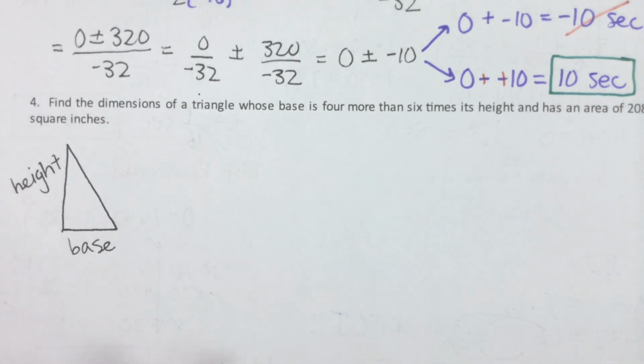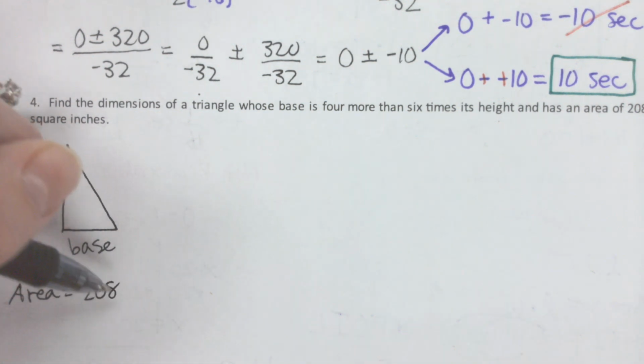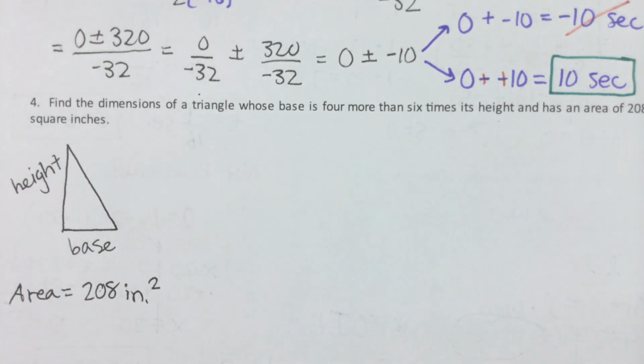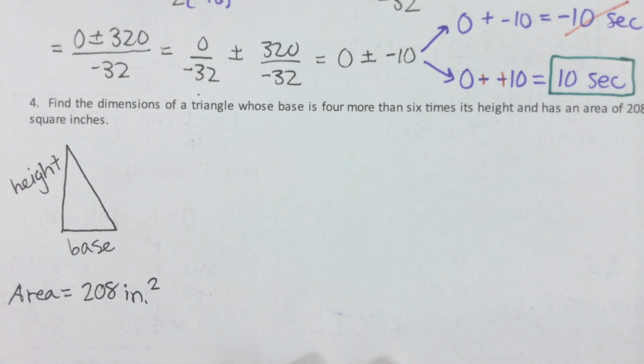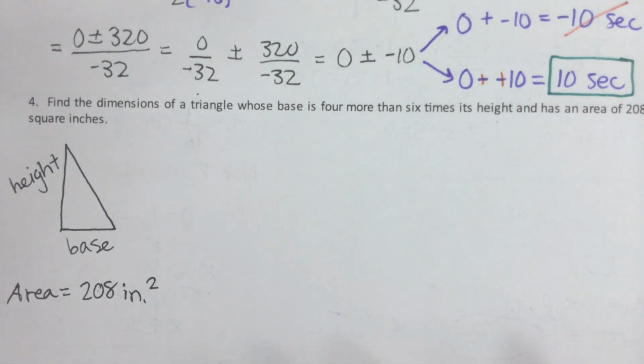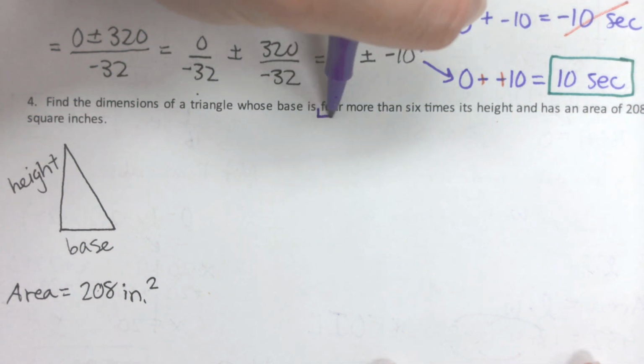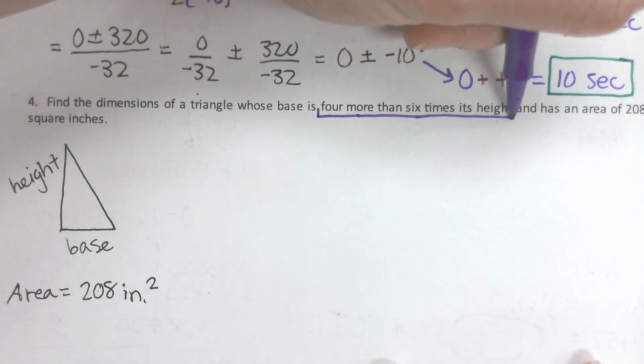They tell us that the area is 208 inches squared. Square inches, inches squared. And they give us some more information. They say this triangle has a base that is 4 more than 6 times its height.